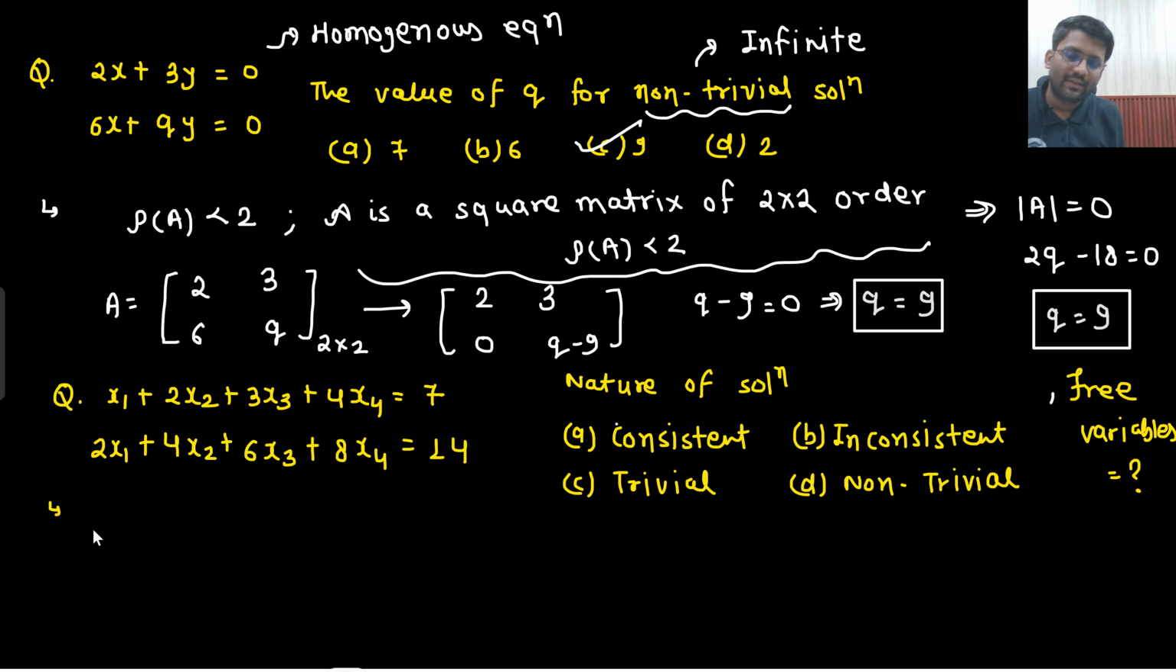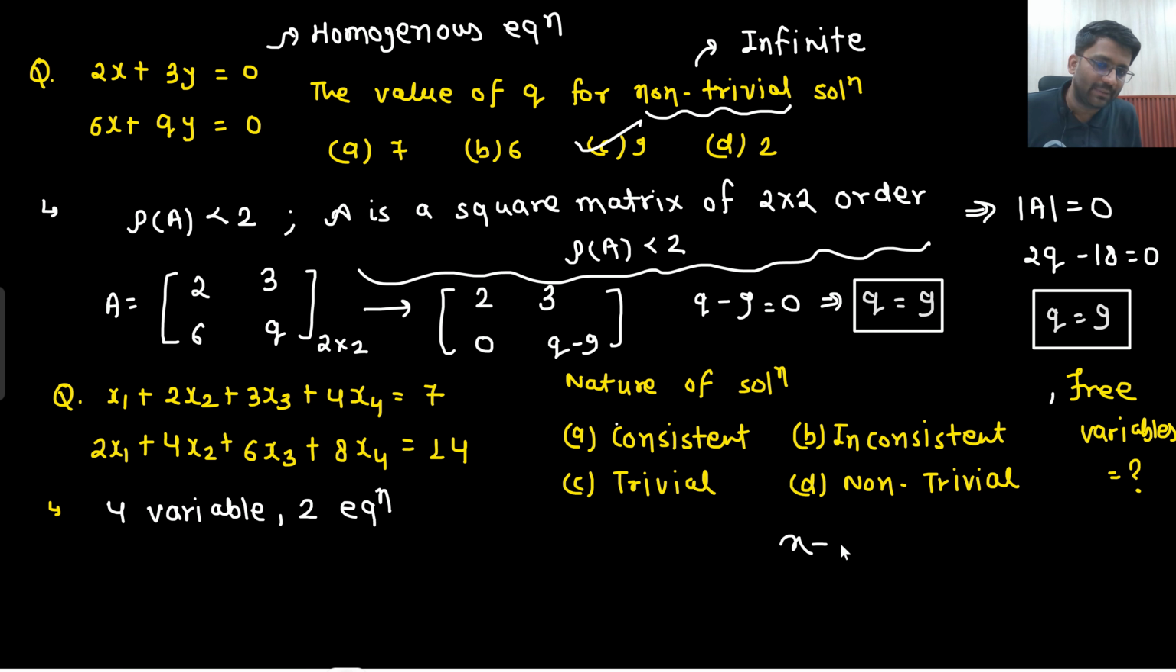What we saw here is that we have 4 variables and 2 equations. It might happen that it is effectively only 1 equation. Are you able to understand this point? Let's just say I have given x plus y equals 2 and 2x plus 2y equals 4. They are 2 equations, but effectively they are only 1 equation, no? Because if I take 2 common, we get x plus y equals 2 only.